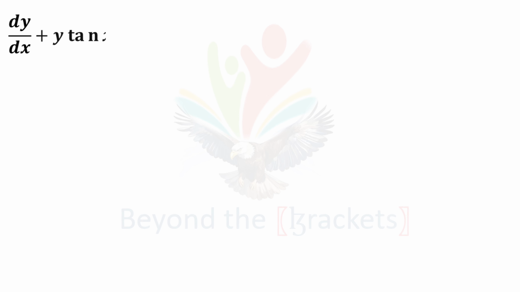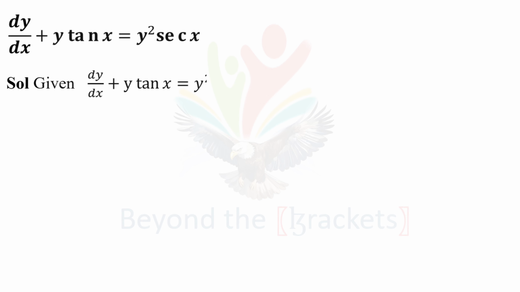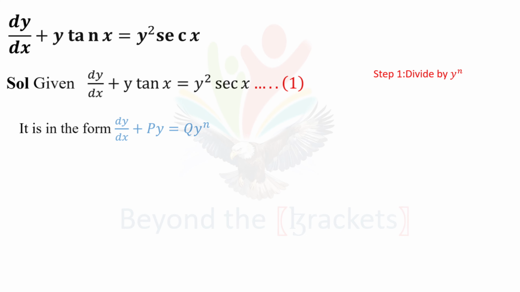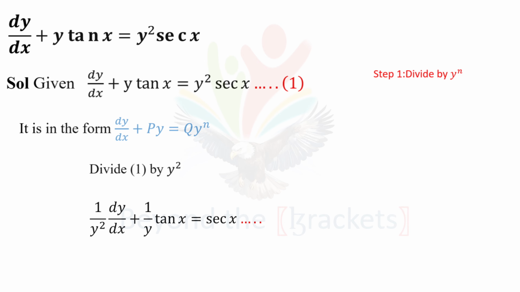Now moving on to the second problem. Name the equation as equation 1. We observe that it is of the form dy by dx plus py is equal to q into y power n, that is Bernoulli's equation. So for the first step, we divide the entire equation by y power n. In our case, this is y square. So dividing throughout by y square, we get 1 by y square into dy by dx plus 1 by y into tan x is equal to secant x.